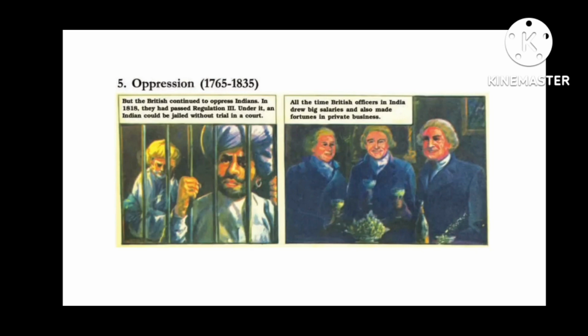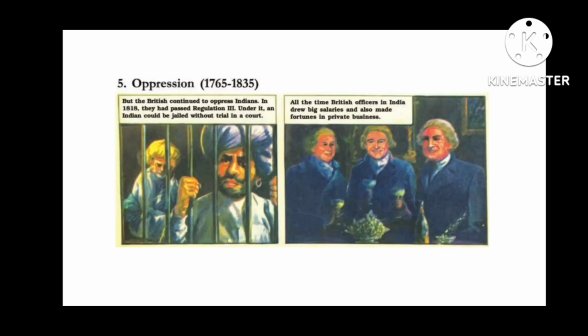Oppression, 1765 to 1835. Oppression means to subdue. The British continued to oppress Indians. In 1818, they passed Regulation 3rd. Under it, an Indian could be jailed without trial in a court. So there were different ways in which they were oppressing Indians.